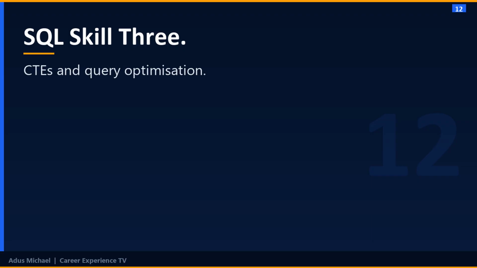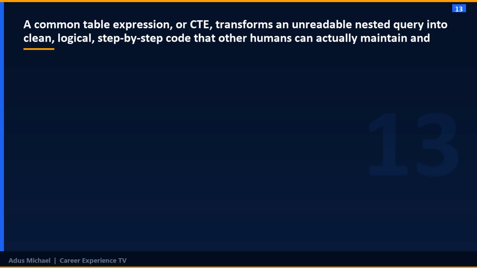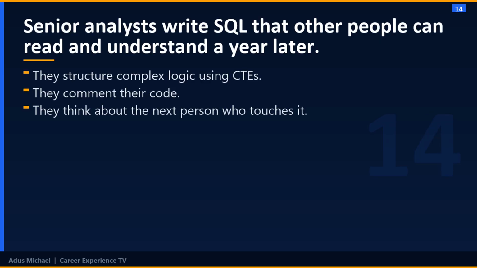SQL Skill 3, CTEs and Query Optimization. A common table expression, or CTE, transforms an unreadable nested query into clean, logical, step-by-step code that other humans can actually maintain and debug. Senior analysts write SQL that other people can read and understand a year later. They structure complex logic using CTEs. They comment their code. They think about the next person who touches it.